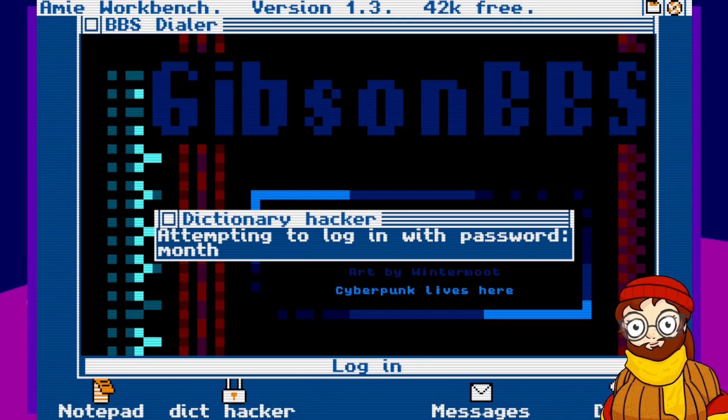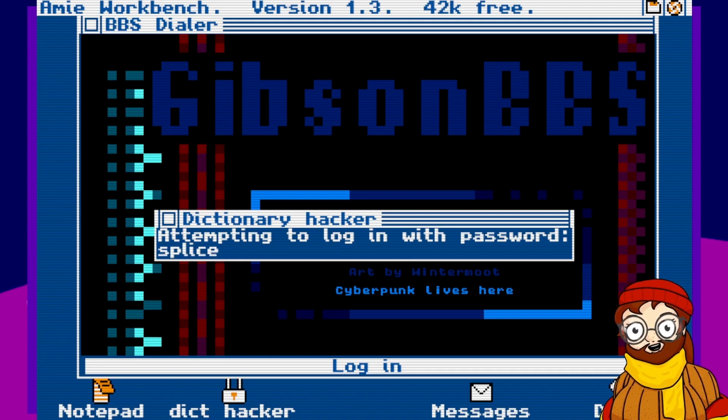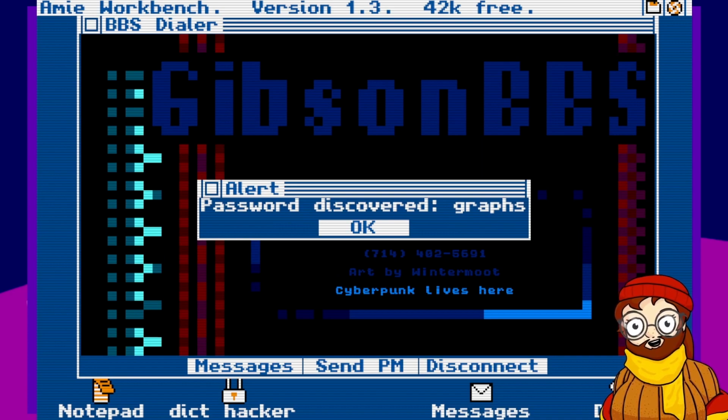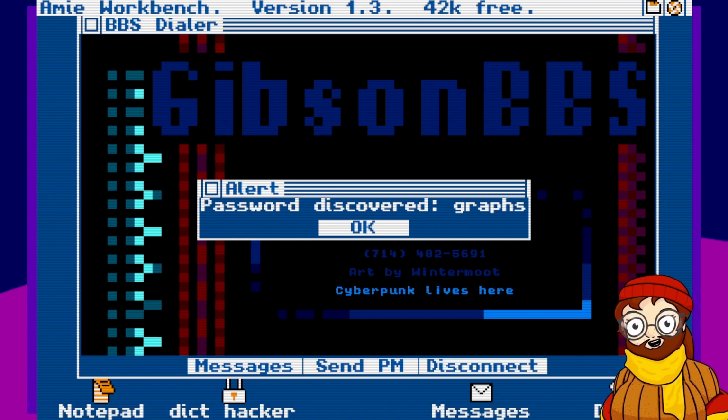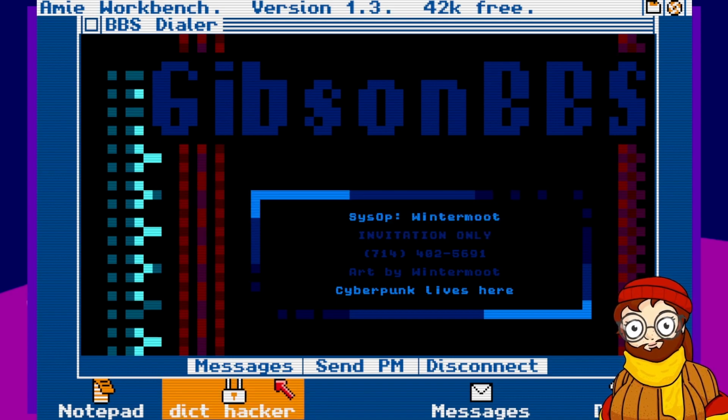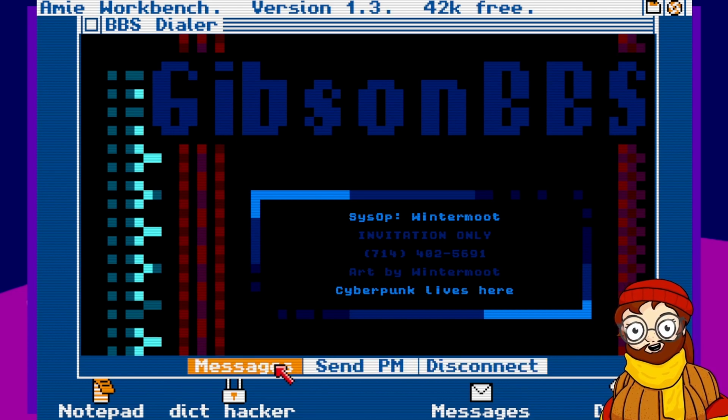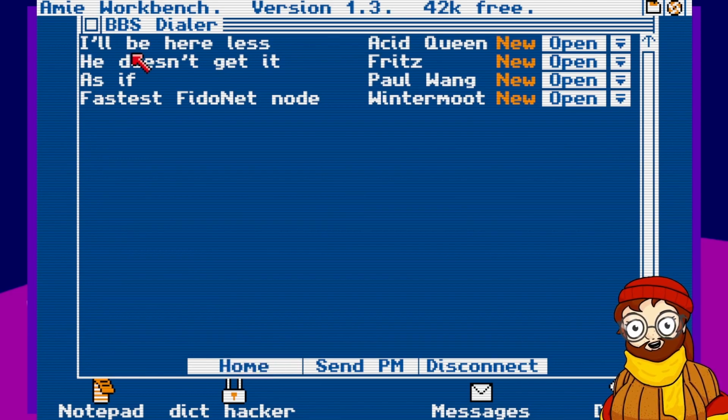Ha ha! Hacker! Dang. Oh! Someone decided to use the word graphs as their password. I wonder how often people actually did the, I'm gonna use a single normal word, because the way that media presents 90s internet, everybody did that, and that's kind of hilarious. Anyway. Well, great. My password is now graphs.